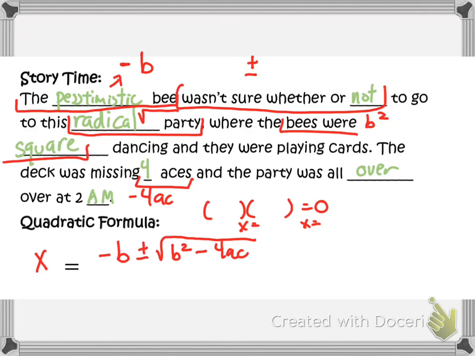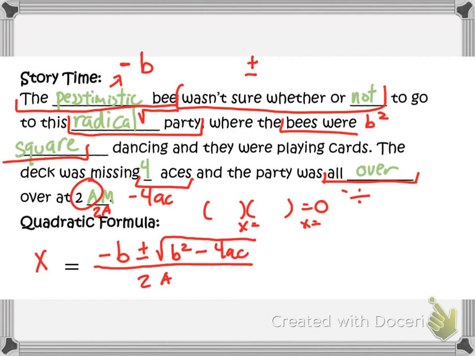And the party was all over. All over means this is going to be a division sign or a divide by. All over by 2 a.m. 2 a.m. is going to be represented with 2a.